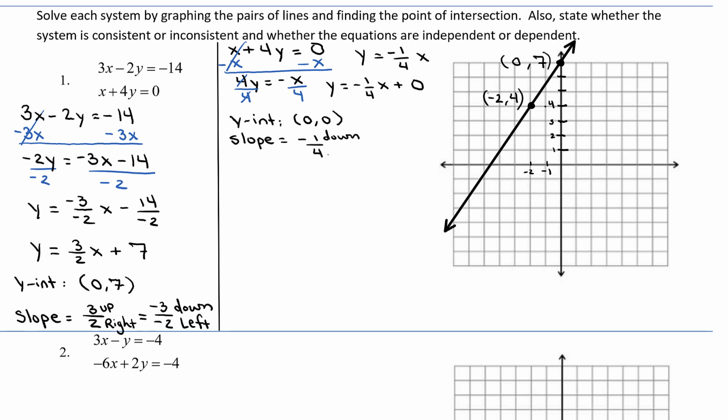And once again, you could put that negative in the numerator, you could put that negative in the denominator. If you put it in the numerator, then we're going to go down 1 unit and then 4 units to the right. And if you wanted to switch it around, you could also do that so that you could go instead up 1 unit and then 4 units to the left. Either way will give you the same slope. All right.